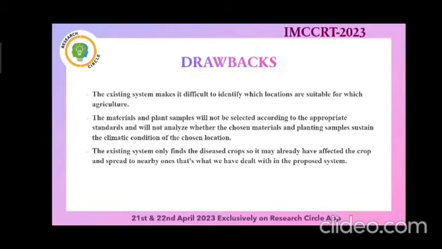The existing system only finds the diseased crops, so it may have already affected the crops and spread to nearby ones. That's what we have to deal with in this proposed system. So we are going to see the proposed system next.